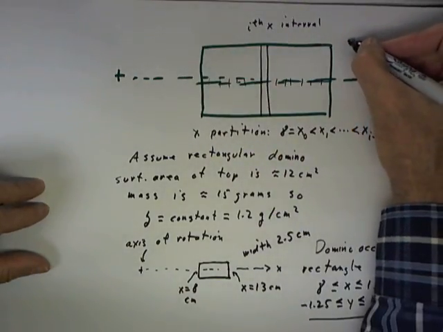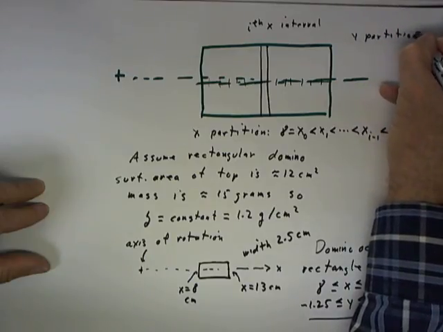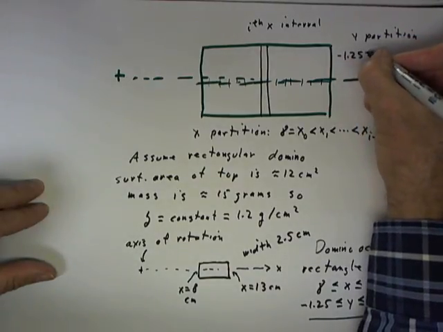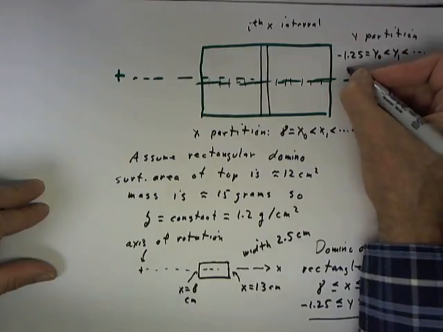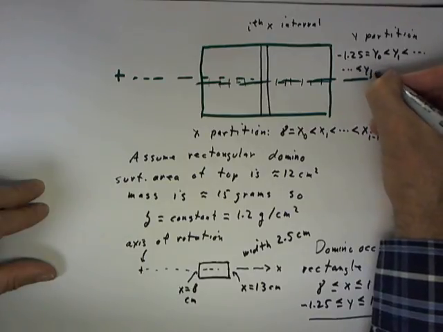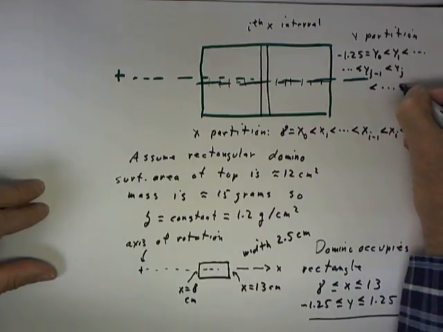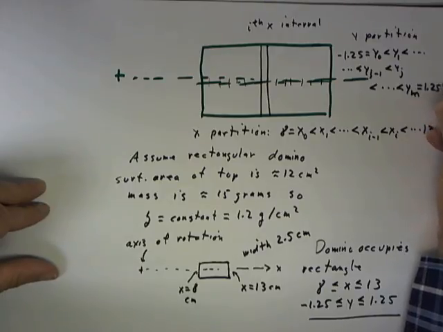Similarly, we can do a y partition, which would be negative 1.25 equals y naught, which is less than y1, which is less than, etc., which is less than y j minus 1, less than y j, less than, etc., less than y sub n m, which is equal to 1.25.